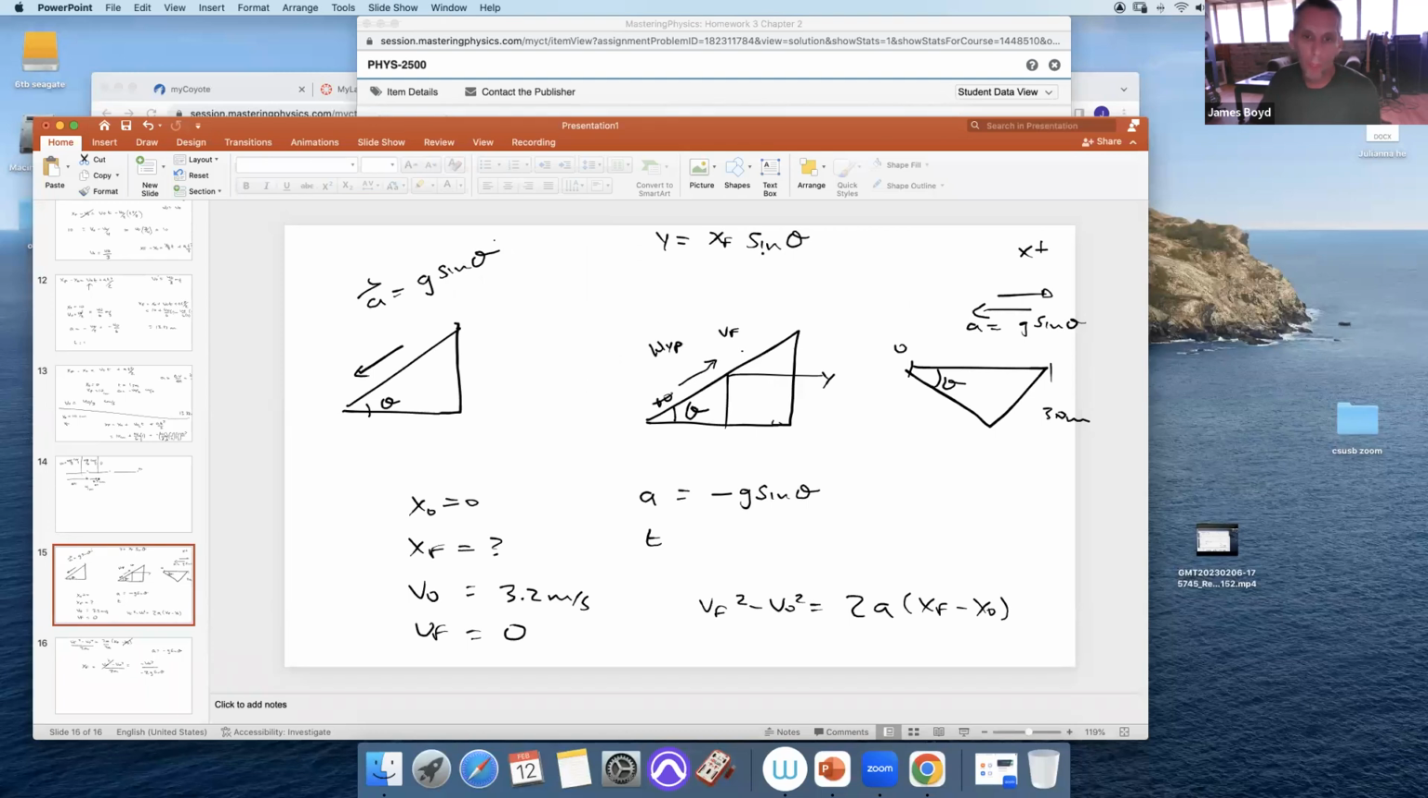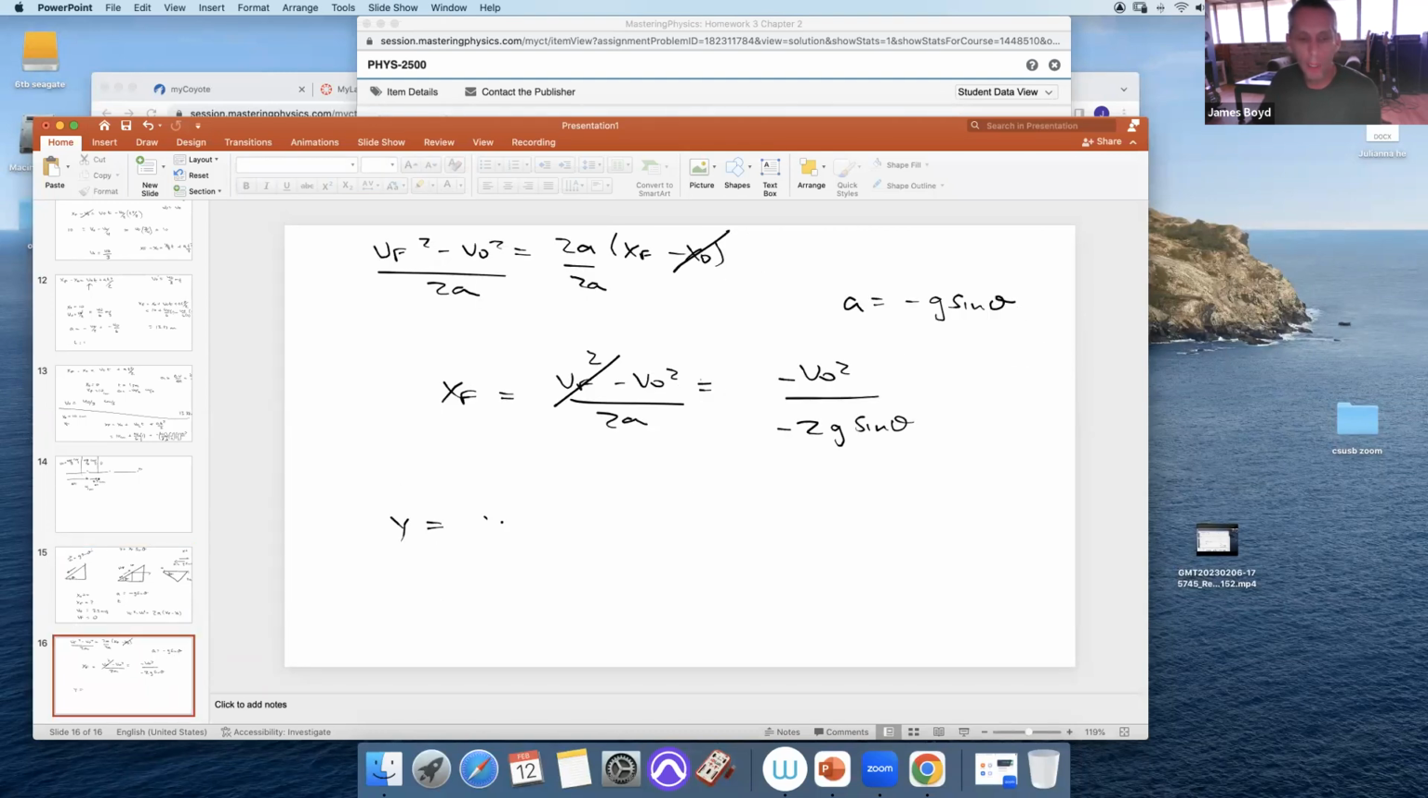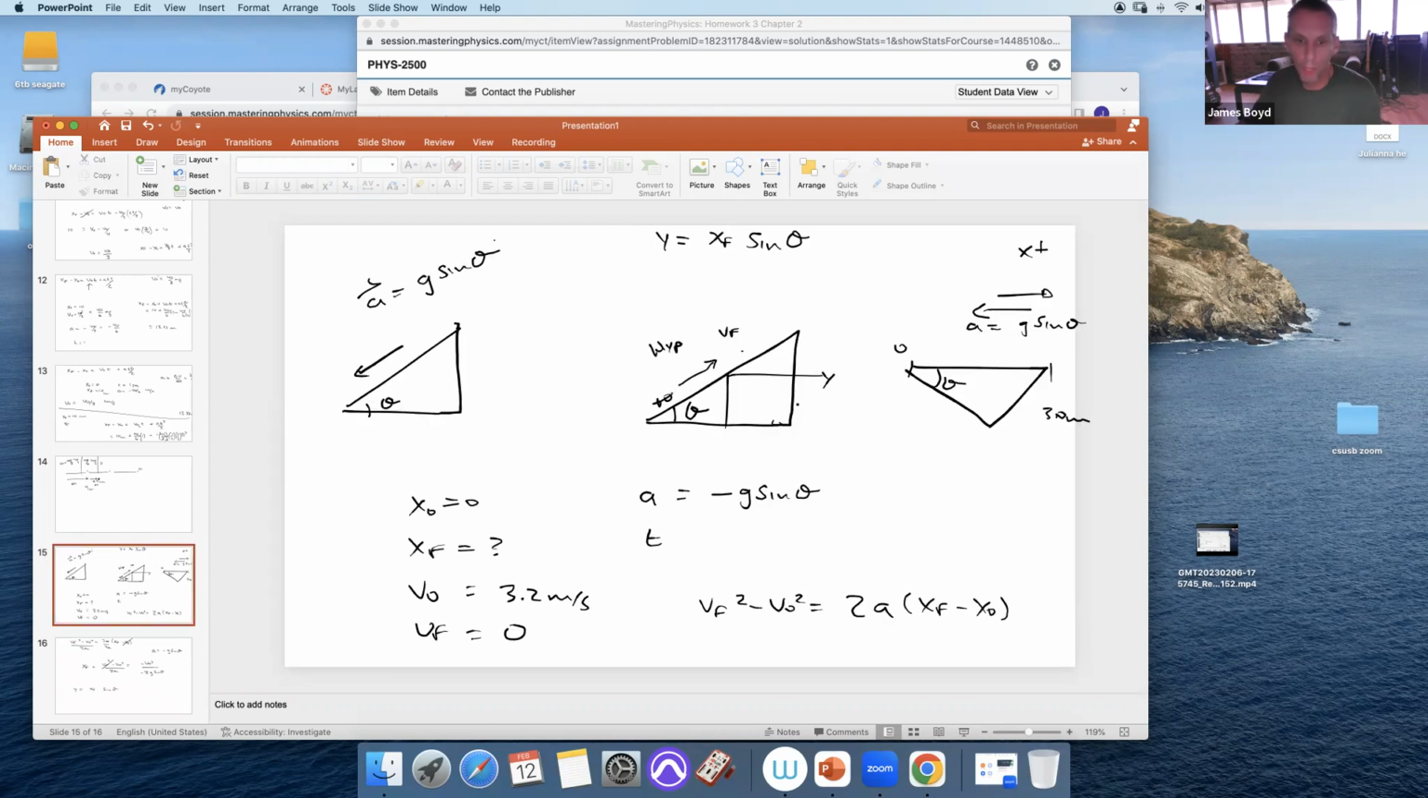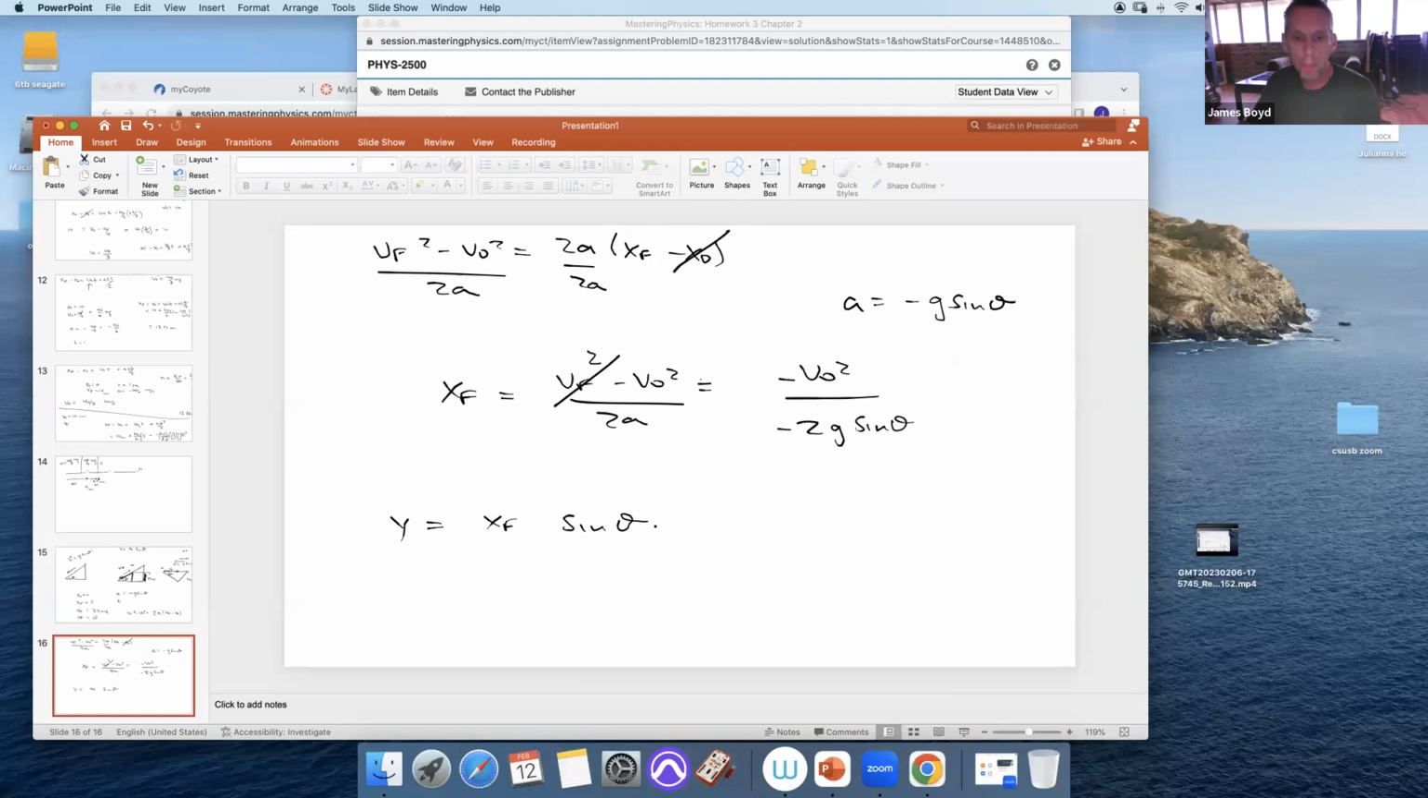However, remember, we want y. And y is equal to x final times sine of theta by trigonometry. If this is our hypotenuse, then this part of our triangle is the hypotenuse times sine of theta. But our hypotenuse is however far he goes. So this is x final sine of theta. If I plug that in, then I get V naught squared over 2g sine theta times sine of theta, and my angle cancels, and I don't even need to know the angle.